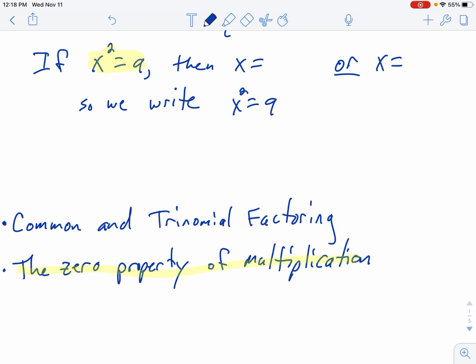Basically, if x squared equals 9, this is just a random example. If x squared equals 9, then x could be 3, right? Because 3 squared equals 9. Or x could be negative 3. Negative 3 squared, meaning negative 3 times negative 3, is also 9. So when you square a negative, it turns positive. So we would write it like this.